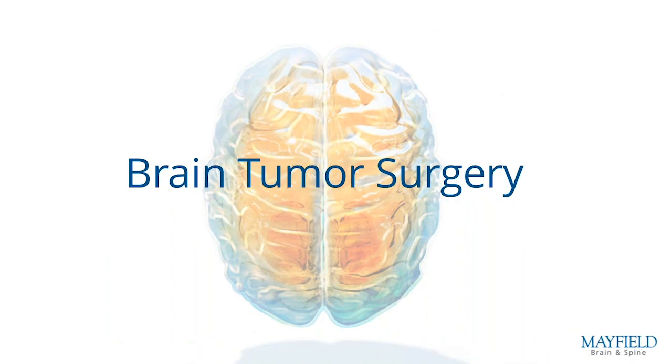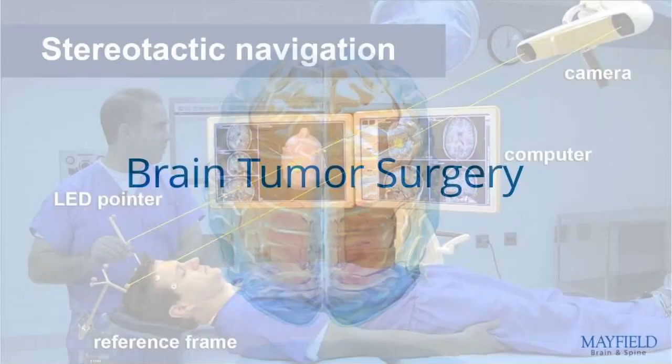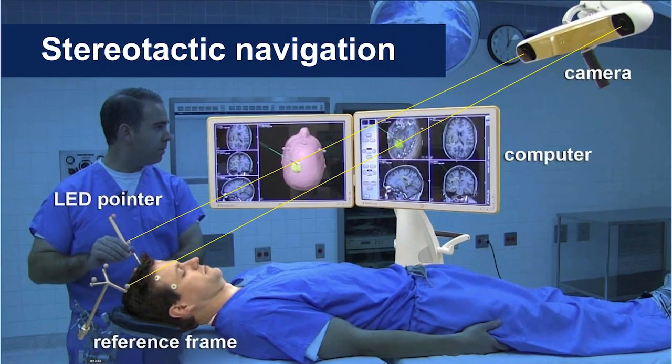Okay, so now I'd like to focus for a little while on surgery. I'm going to walk you through the steps of an actual brain tumor surgery. An important part of surgery is planning the access to the tumor beforehand. Surgeons use a technology called stereotactic navigation, which helps them to actually see inside the patient's head while they're planning.